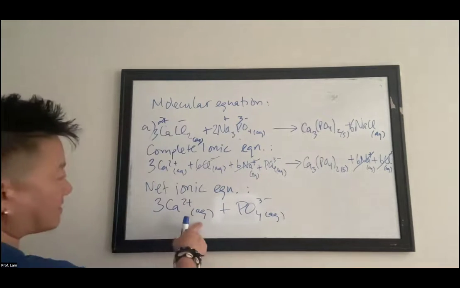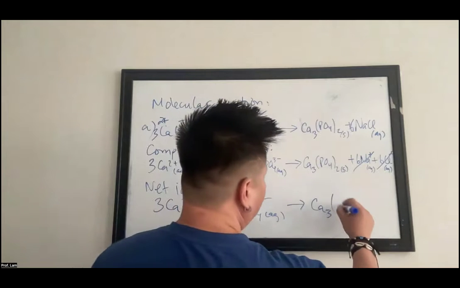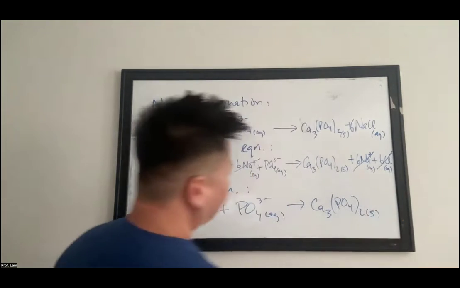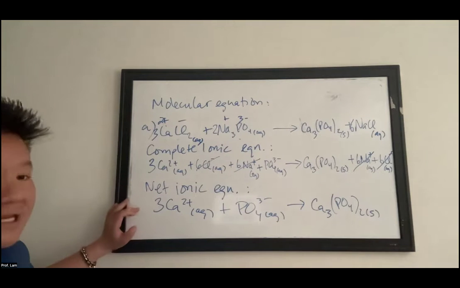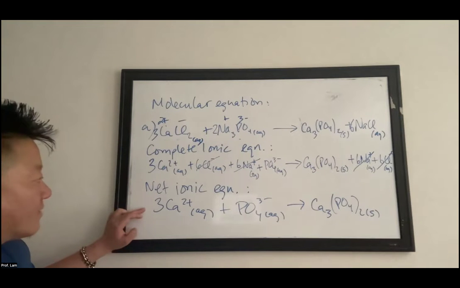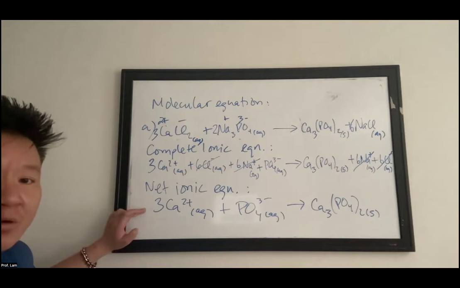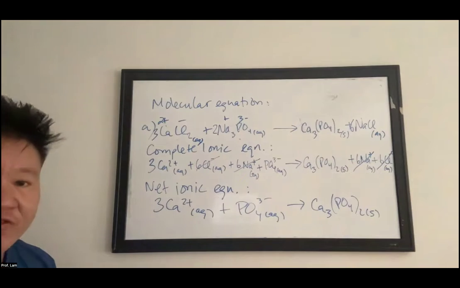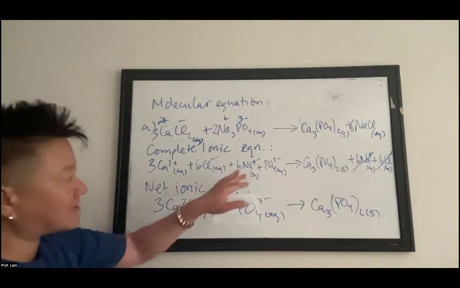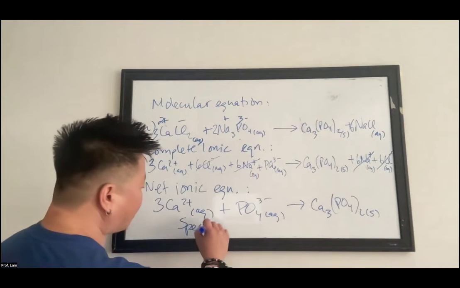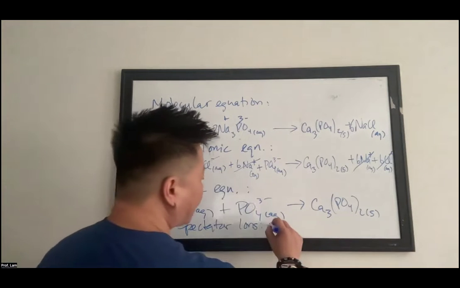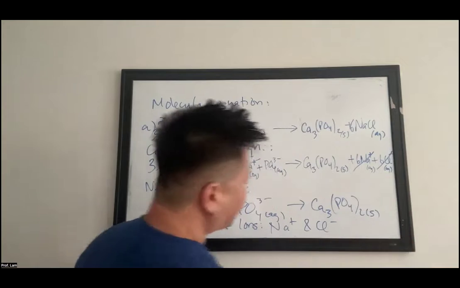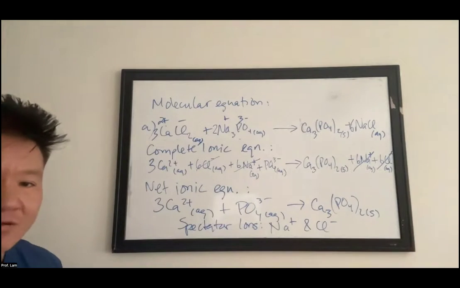So that'll be 3 calcium plus a phosphate goes to calcium phosphate, solid. Okay. So you see the net ionic equation is just showcasing for you what is happening. Only the precipitation reaction is happening, right? Not all the other fluff, right? And the things that I cross out, we actually have a specific name for these. It's called spectator ions. Okay. So here my spectator ions are my sodium plus and my Cl-. Okay, it's the ones that you cross out.